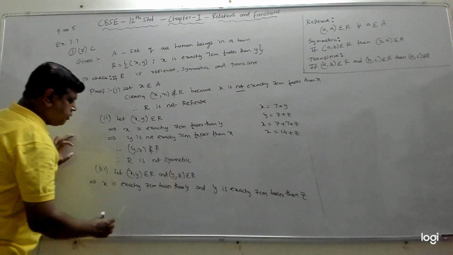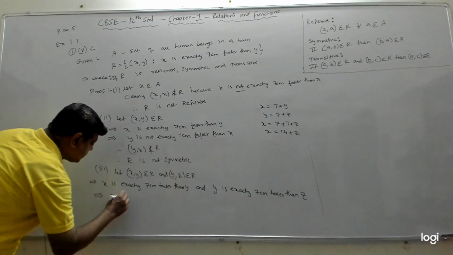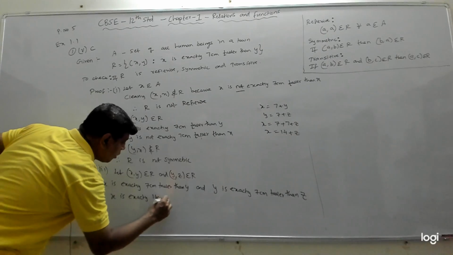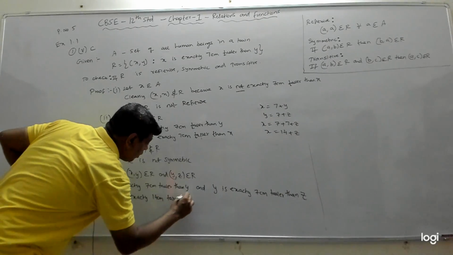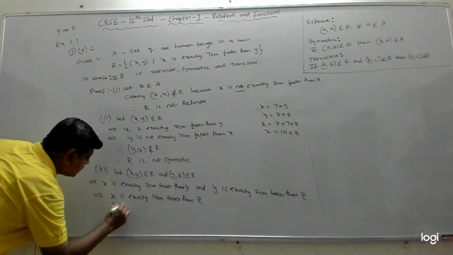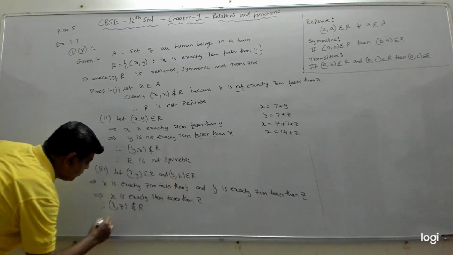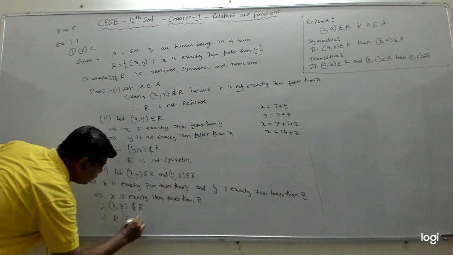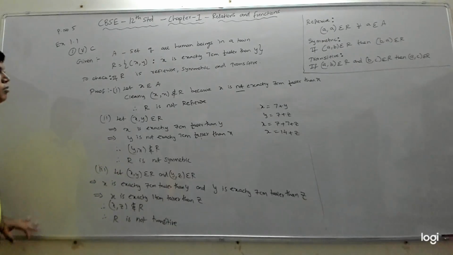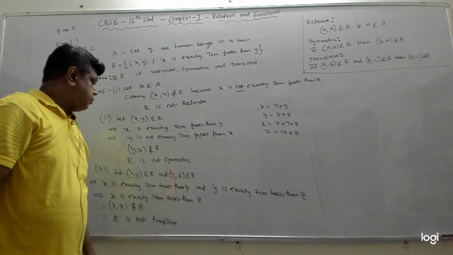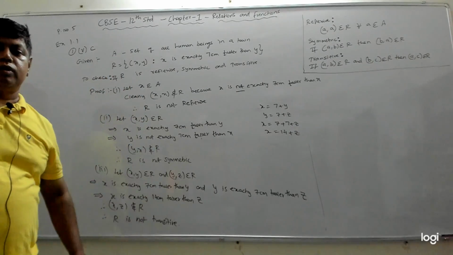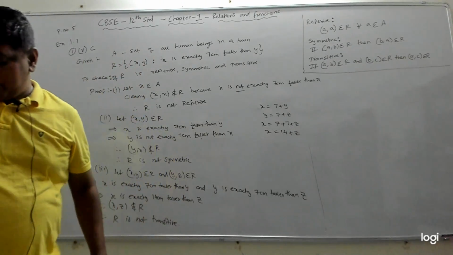Right? So therefore we'll say, this implies x is exactly 14 centimeter taller than z. Therefore x comma z does not belong to R. Therefore R is not transitive. So it is neither reflexive nor symmetric nor transitive. None of the three. Fine.